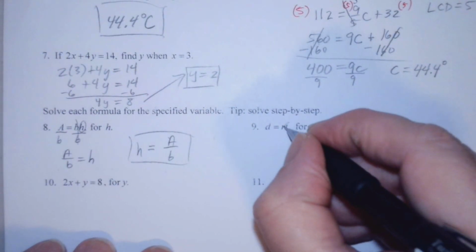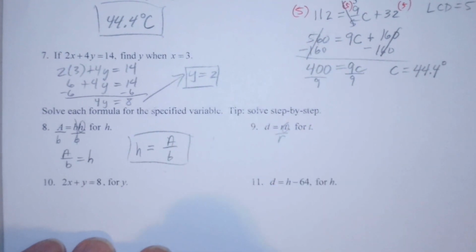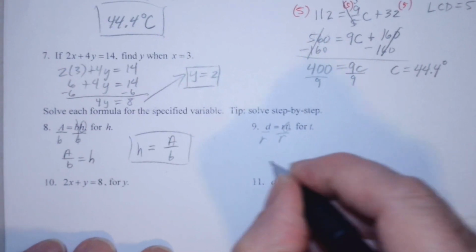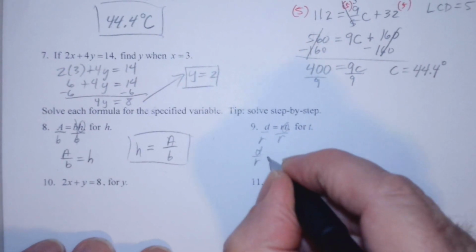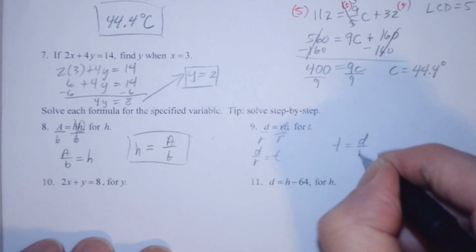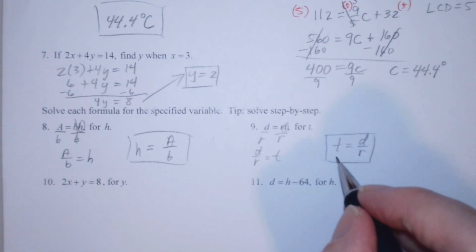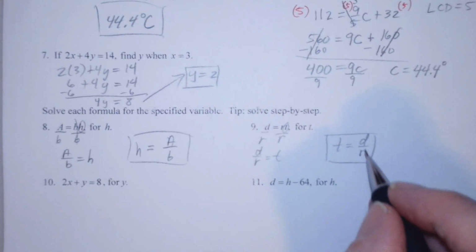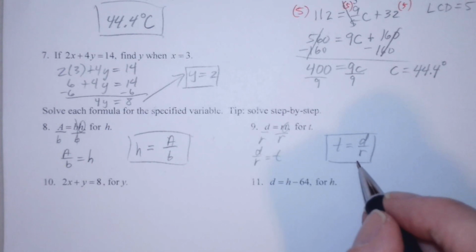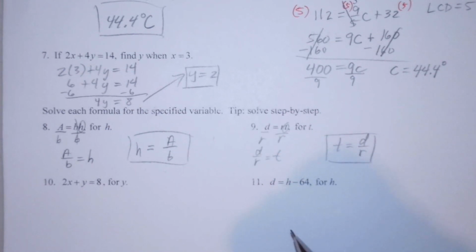If you're solving for t, that means we need to get rid of the r, and since it's r times t, we'll have to divide both sides by r. And so d over r is equal to t, or t is equal to d over r. So basically you can find the time by dividing the distance by the rate. All right, go ahead and try number 10. And actually 11 is very similar if you want to try that one.